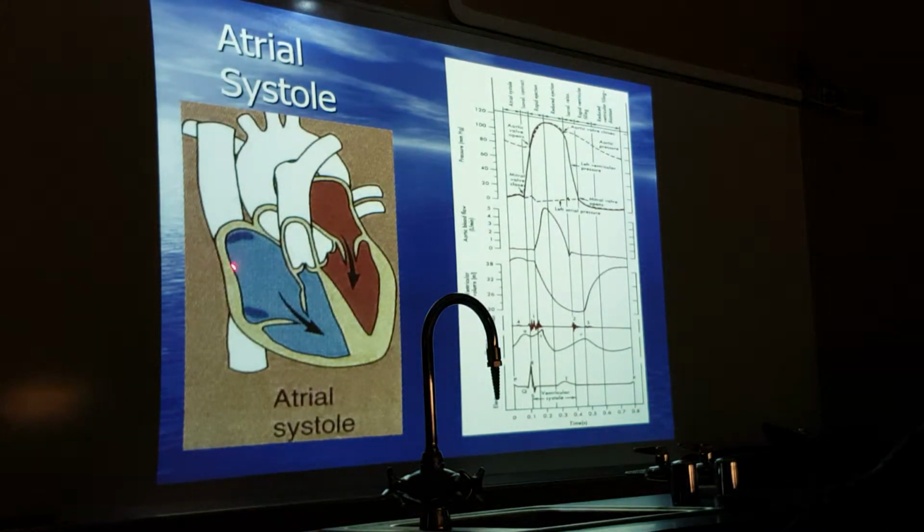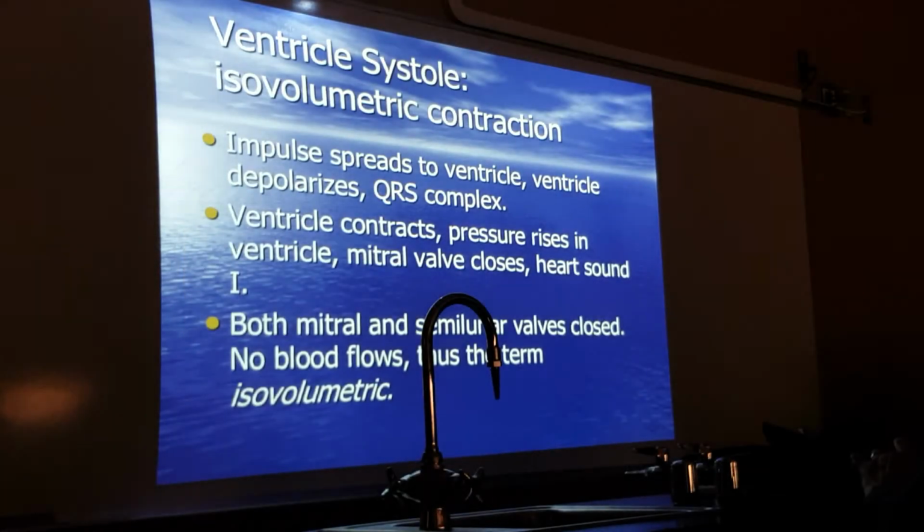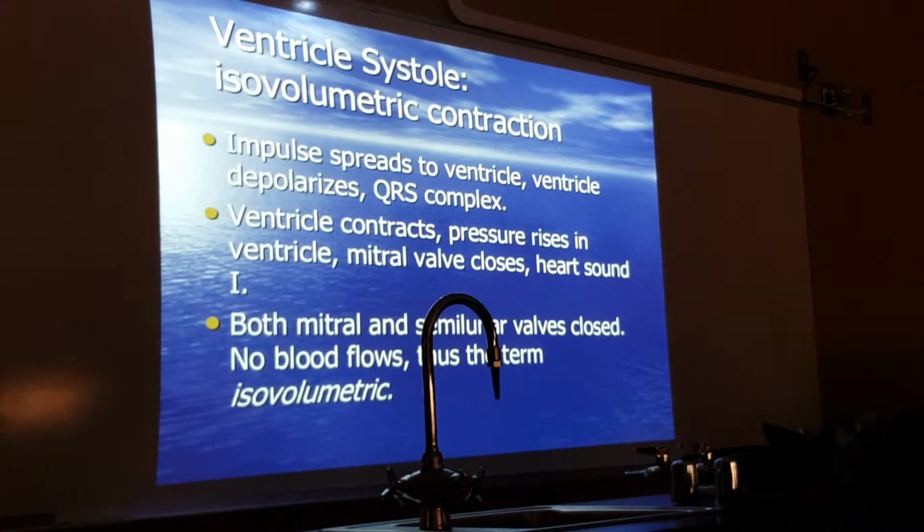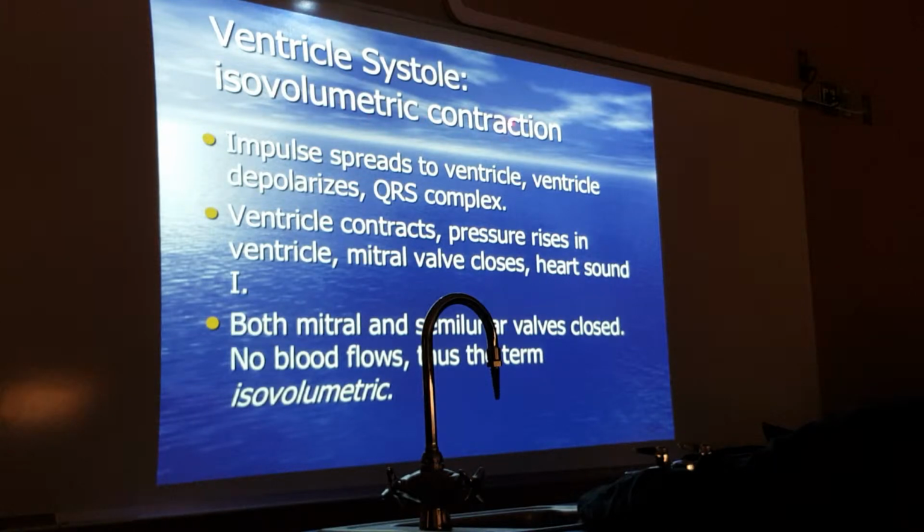So that is atrial systole, and that is right here. That's this part here. Ventricle systole is divided into two parts. First, isovolumetric contraction. When the ventricles start to contract, you get your QRS complex. The AV valve snaps shut, giving rise to heart sound 1.